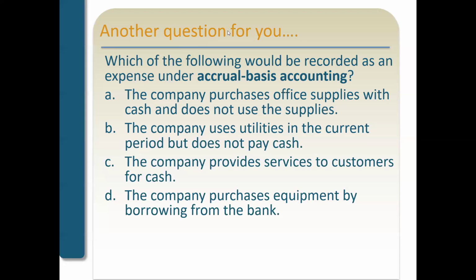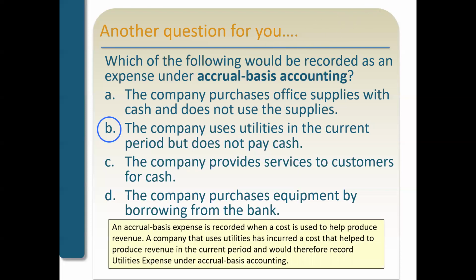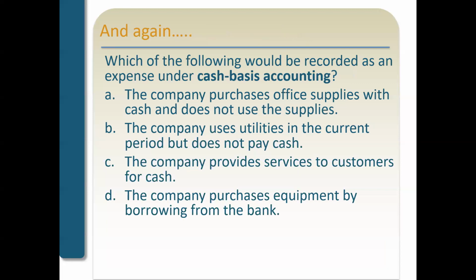Everyone says B. Now, I'm going to tell you something. You were smart. C would be revenues, not an expense. So awesome, guys. You are right in that it is B. The expense is recorded when a cost is used to help produce revenues. Even though we have not paid cash yet, we still treat it as an expense.